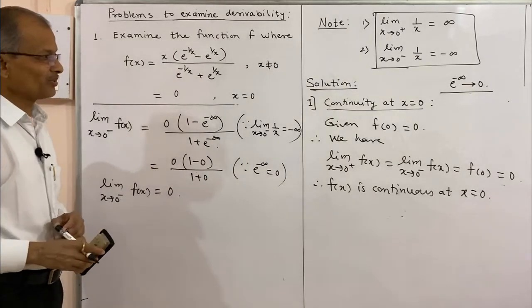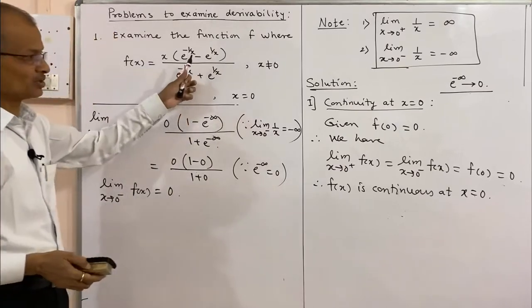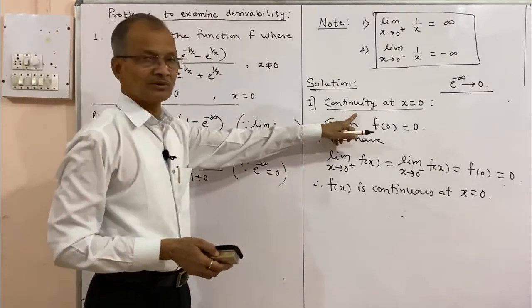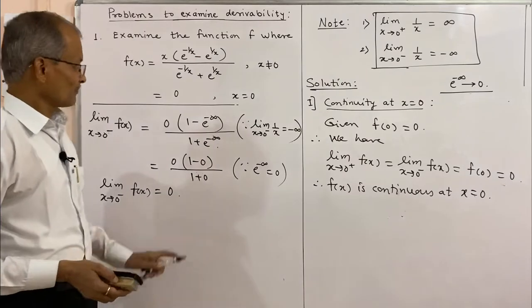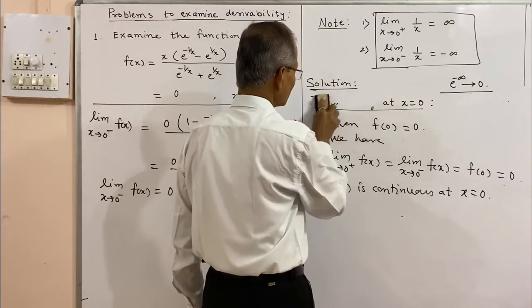Now what remains to check is the differentiability. So we have obtained that this function is continuous at x is equal to 0. The first part is over. Now we check the differentiability, derivability at x is equal to 0.